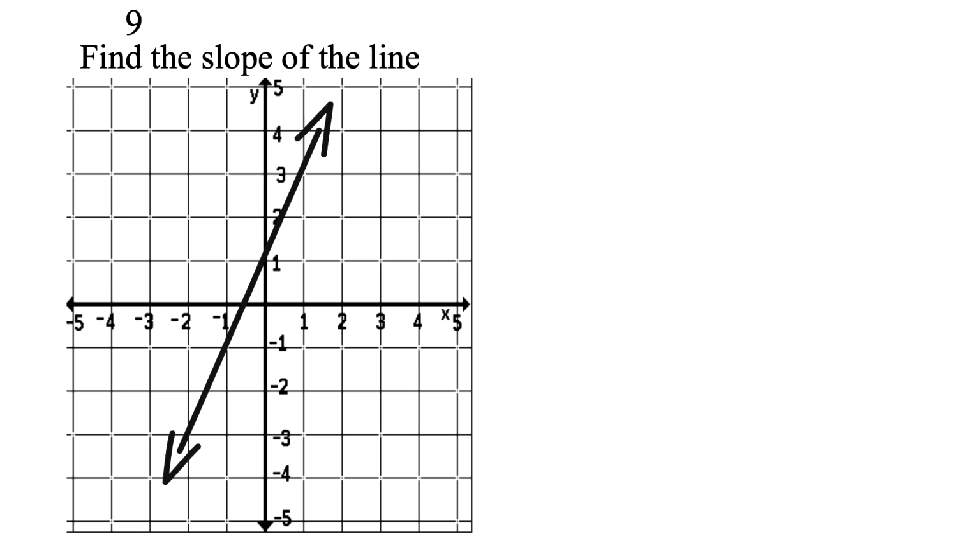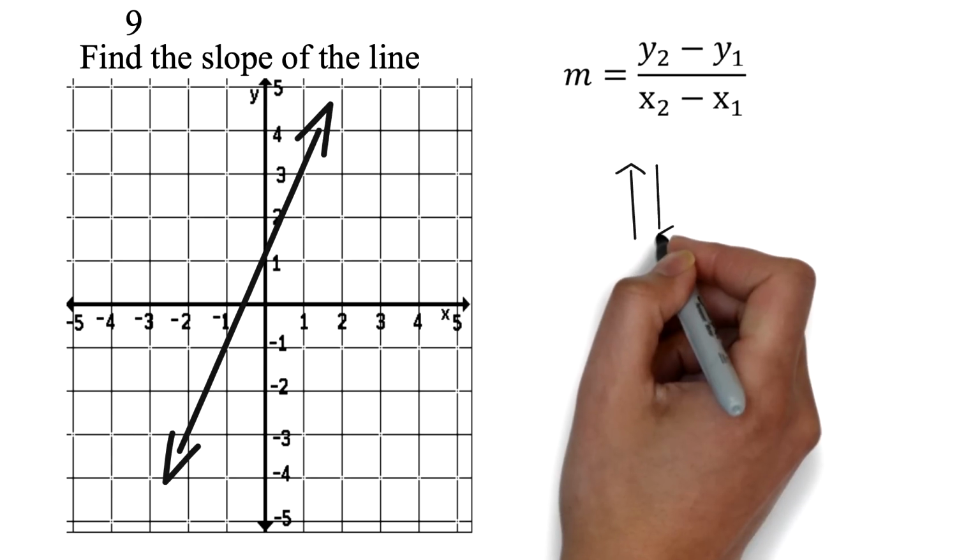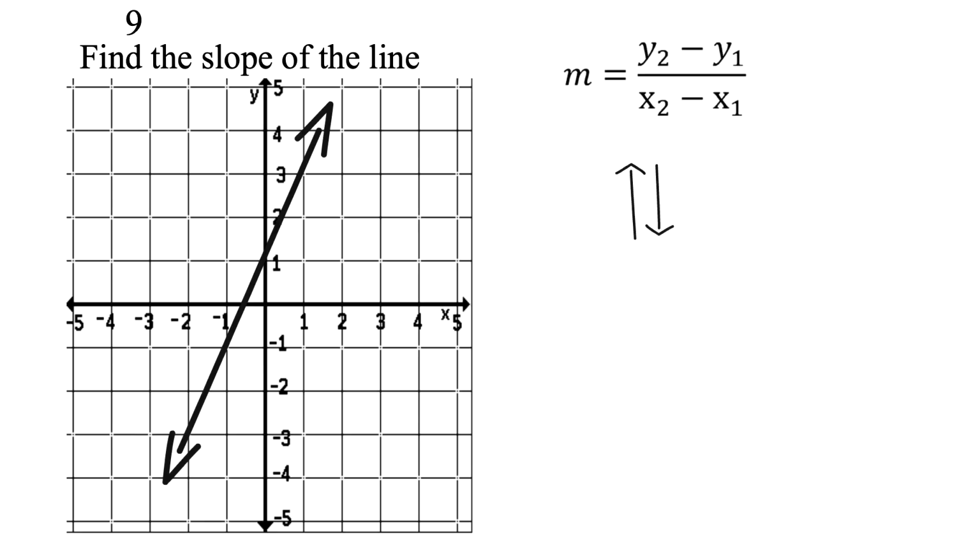Question 9. Find the slope of the line. The slope of a line is the change in y over the change in x. The change in y simply means how many points you are going up or down. If you are going up, then you have a positive change. If you are going down, then you have a negative change.